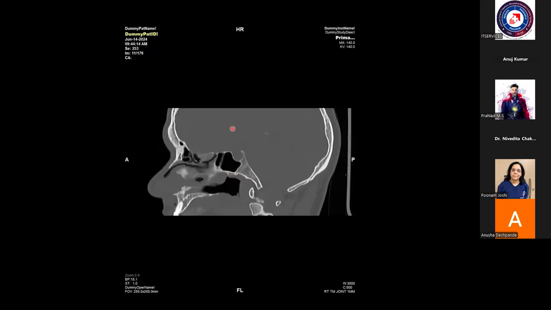Okay, now in the sagittal section, the one thing that I wanted to show is the planum sphenoidale, which is very important. This is the roof of the sphenoid sinus. This area is the planum sphenoidale. This is, of course, the sella, and this is the dorsum sellae. This is the clivus.